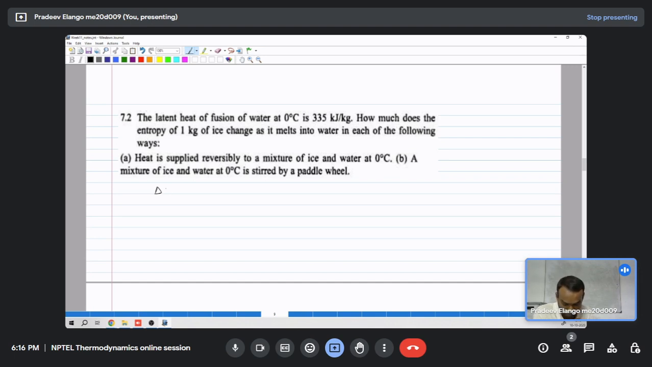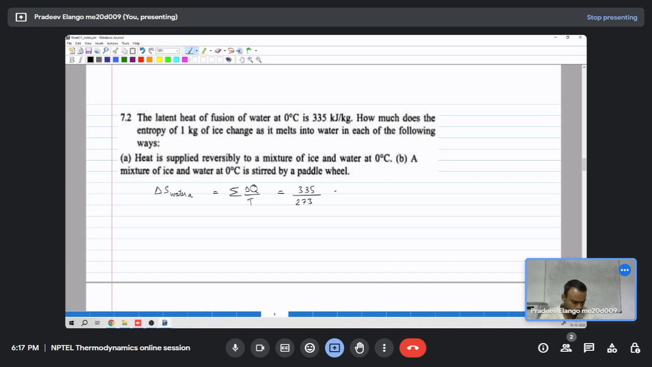As ice melts into water, we have to find the change in entropy. So delta S for water at state 1, or for case A, we can write as the summation of del Q by T. Del Q here is 335 kilojoules per kg, and we are using only one unit mass of ice, so it is 335 kilojoules. And the temperature at which the heat transfer happens is 0 degrees Celsius or 273 Kelvin.